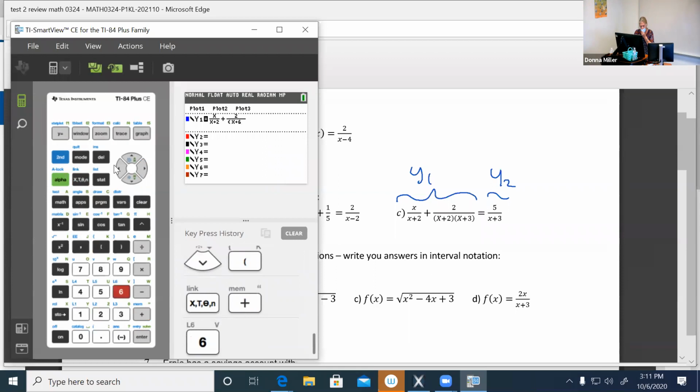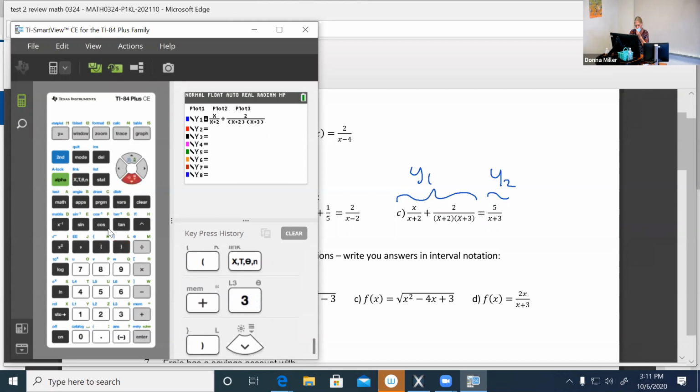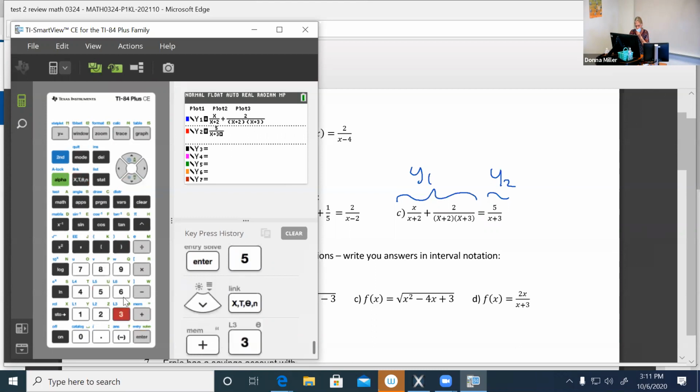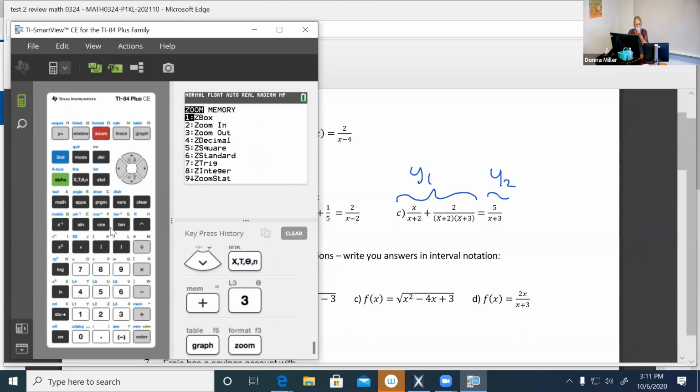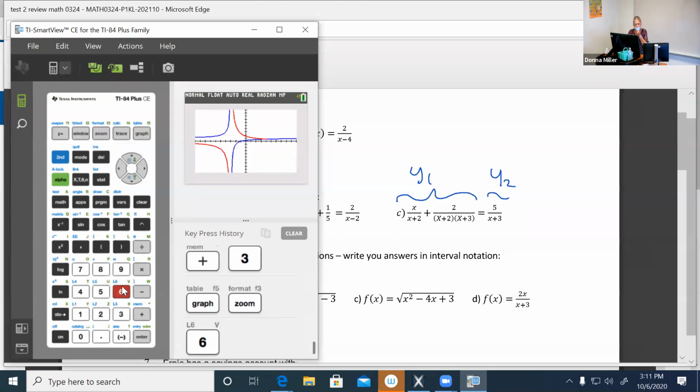X plus 3. All right, so that would be the left-hand side equals 5 over x plus 3. So alpha y equals 5 over x plus 3. All right, so then once I have it in, I'm just going to hit graph. I'm way out, so I'm going to zoom 6 to put me in a regular window. Zoom 6, hopefully that's good enough.